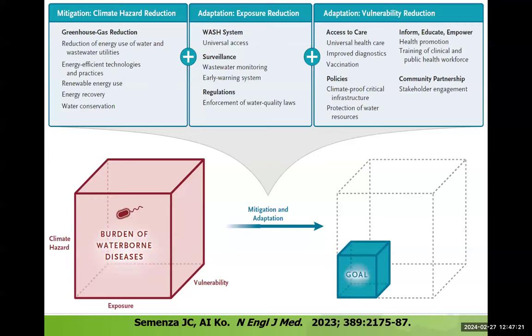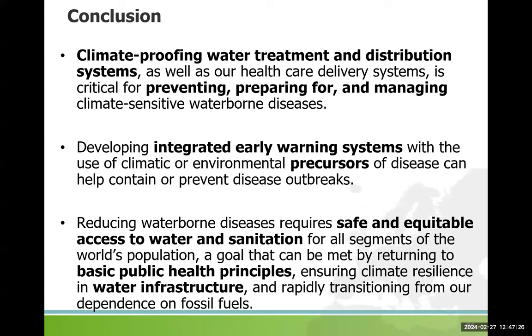So in summary, we need to climate-proof our water treatment and distribution systems in order to prevent, prepare for, and manage climate-sensitive waterborne diseases. And we can build these integrated early warning systems that integrate environmental, climatic, or other types of data and link them with epidemiologic data. And we can use them as environmental or climatic precursors of disease, so we can intervene early. And then reducing the waterborne disease burden requires us to provide safe and equitable access to clean water and sanitation.